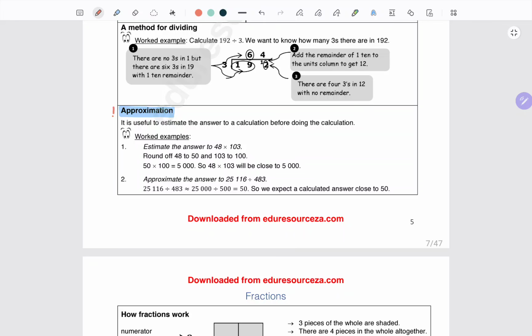But even if you did not, approximating something is good, because you will see that in subjects or topics like stats, there's a tendency to approximate rather than to be exact.